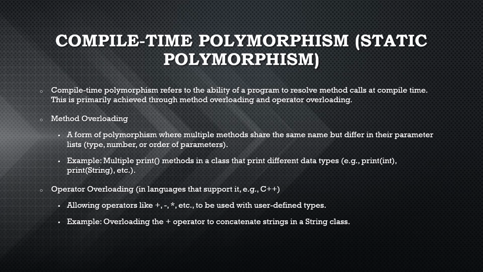For example, you might create a calculator class with overloaded add methods that accept different argument types like int, double, or float. Operator overloading, available in languages like C++, permits standard operators, e.g. plus, dash, to be used with user-defined types, such as overloading the plus operator to concatenate strings in a custom string class. While Java itself doesn't support operator overloading, understanding this concept in other languages enhances the grasp of polymorphism's flexibility and its broader applications in programming.